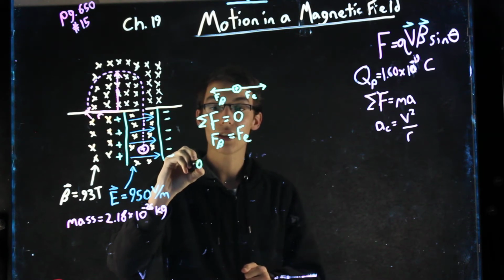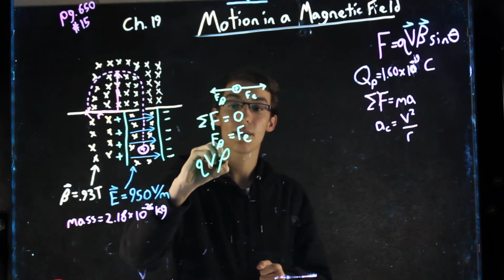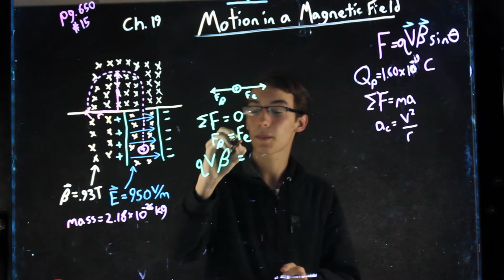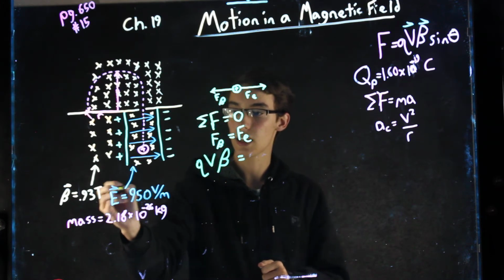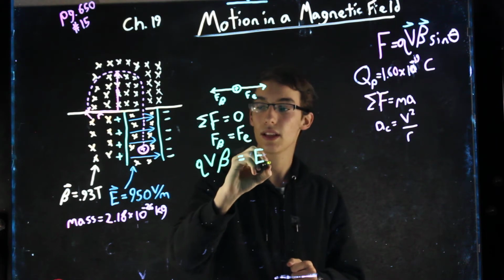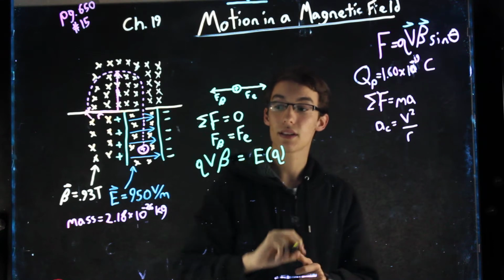So we have that the charge of the particle times its velocity times the strength of the magnetic field must then be equal to the force electric. And the force electric is given by the strength of the electric field times the charge. That's one of your basic formulas.